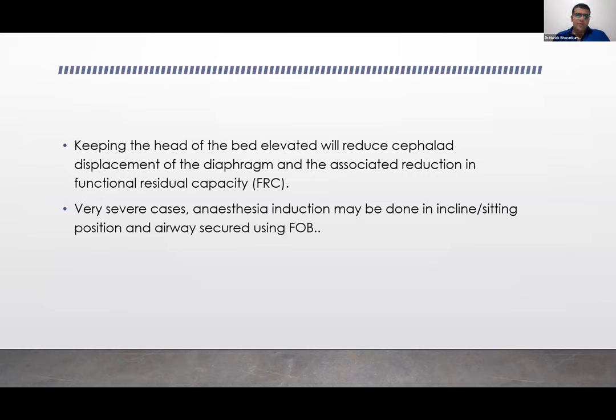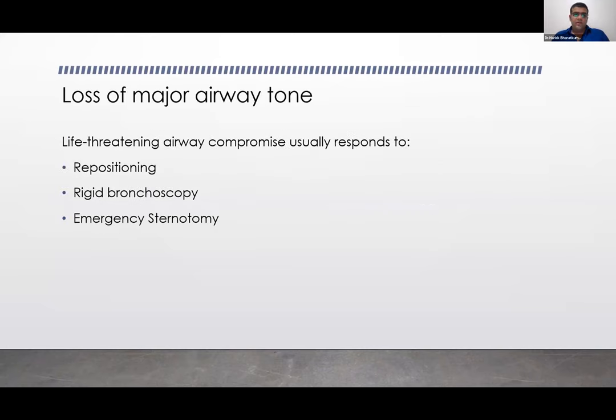Also, we tend to keep the head end of the bed elevated, which helps in cephalic displacement of the diaphragm and helps to decrease the reduction in the functional residual capacity. And in very severe cases, anesthesia induction may be done in a sitting or inclined position and the airway secured using a fiber optic bronchoscope. Then, loss of major airway tone.